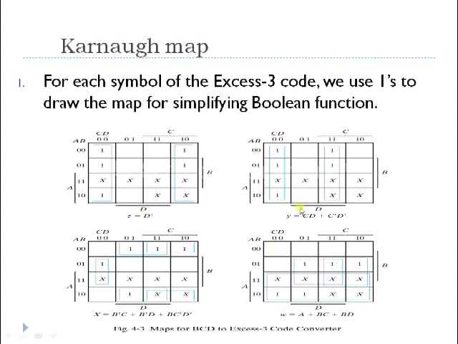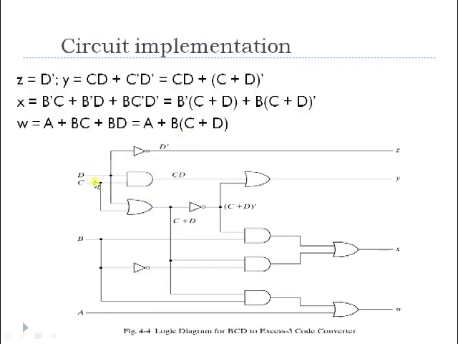In the same way, I have plotted the other output minterms on the K-maps, that is X, Y and W, and then I got the simplified expressions. I got these simplified expressions just because I included these don't care terms. After getting the expressions, we have to draw the logic diagram. This is the logic diagram implemented based on the output expressions. Clear? This is how we design any kind of combinational circuit.